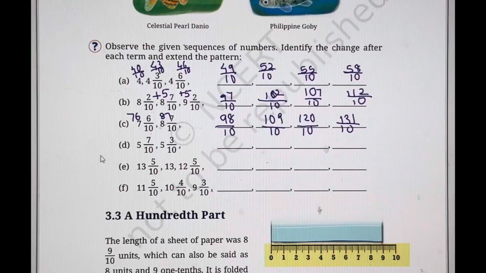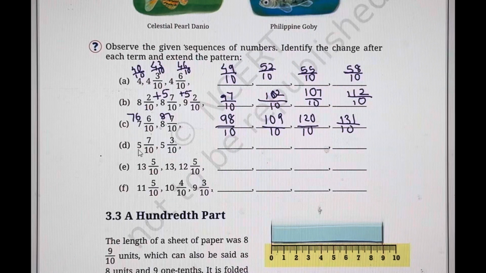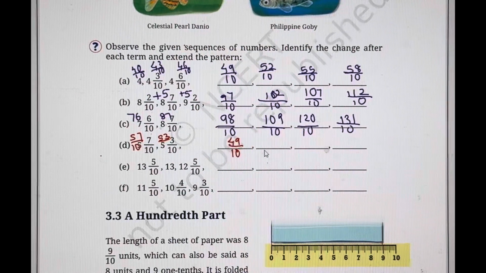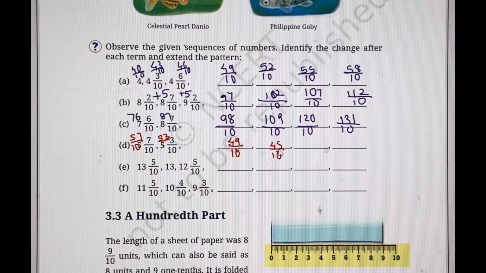Right. Question number D. So this is 5 whole 7 upon 10. So if we convert it into improper, this will become 57 upon 10. And this becomes 53 upon 10. You can see that it is reducing. 57 minus 53, that is 4. So the difference is of 4. So we are subtracting 4 from it. So now 53 minus 4 will be 49 upon 10. 49 minus 4 will be 45 upon 10. 45 minus 4 will be 41 upon 10. And 41 upon 10 minus 4 will be 37 upon 10.